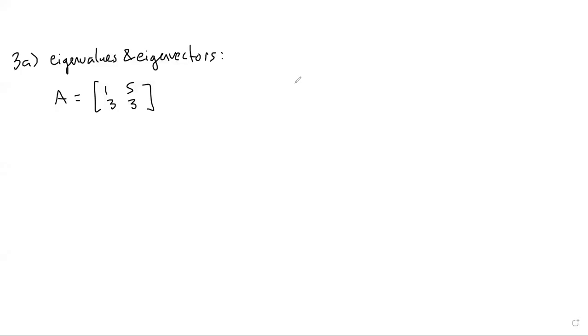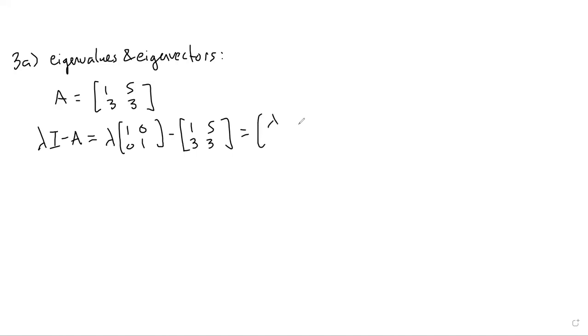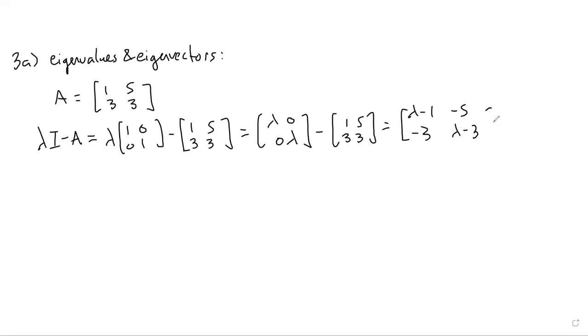We are going to find the eigenvalues and then the corresponding eigenvectors for this 2x2 matrix. So first, we'll always set up this lambda I minus A matrix. So that's going to be lambda times the identity minus our A. And so the lambda I is always just the diagonal matrix with lambdas. And so if we clean this up, we will get lambda minus 1, -5, -3, and lambda minus 3.